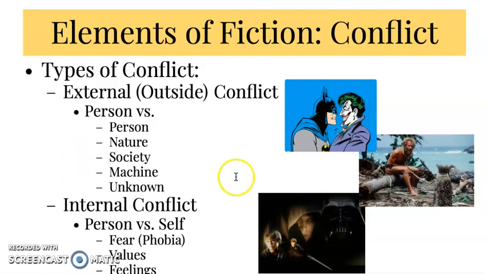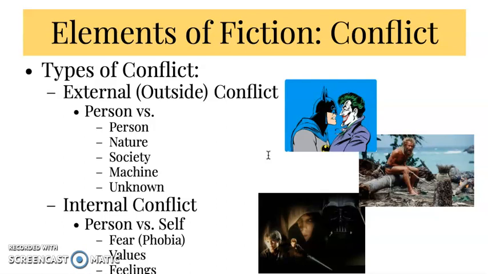So we have like Batman and the Joker over here. We have person versus nature. So maybe there's like somebody trying to survive a crazy storm. That could be person versus nature. Otherwise, we have person versus society or a larger group of people, person versus machine, or person versus the unknown, which could be very spooky for all we know.